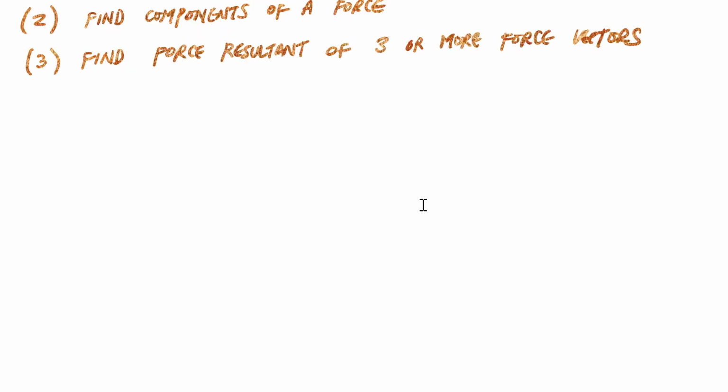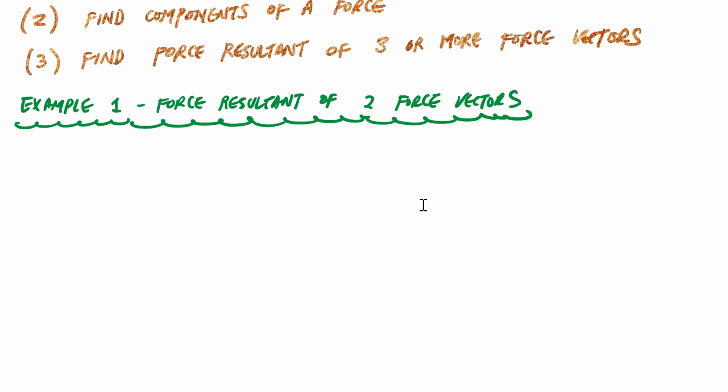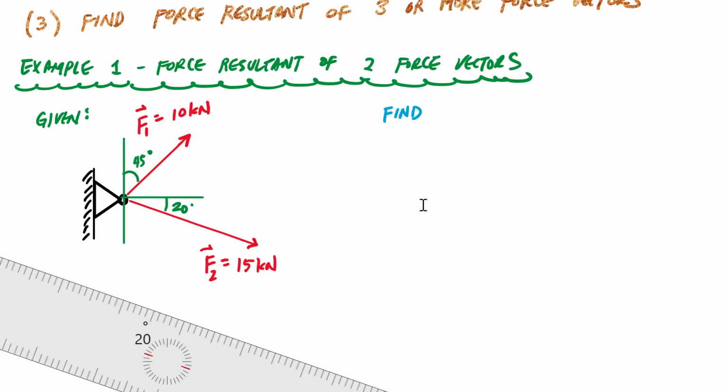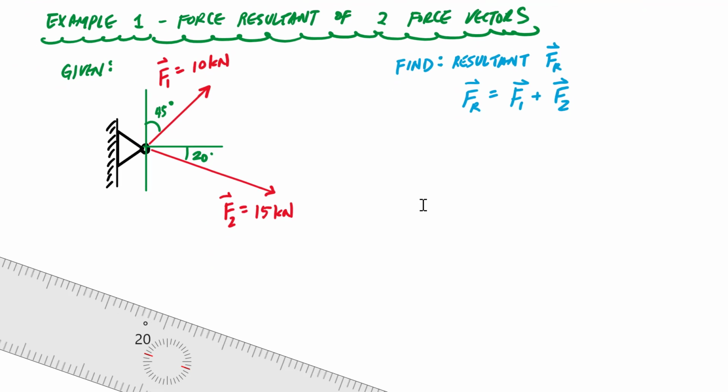Here in this first example, I've got a pin support with two forces acting on it. And what I want to find is the resultant. All right, so what I want to do is take the two force vectors that I know and touch their tails together. And in this case, it's already done. So their tails are already touching. And so now what I've got to do is draw the parallelogram.